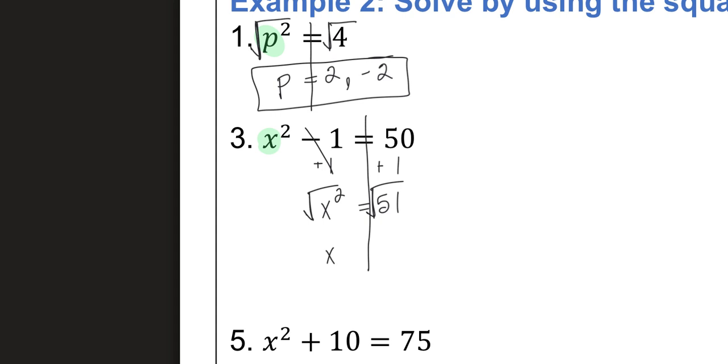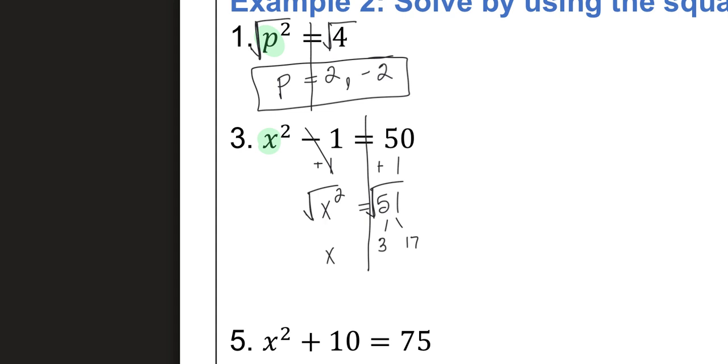Square root of x squared is x. 51 does not have a nice square root. It gives us a decimal, so we need to break that down. So first we can see, is 51 divisible by 2? No, it's not. Is it divisible by 3? Yes, and that gives us 17. But then 17 is not divisible by anything.